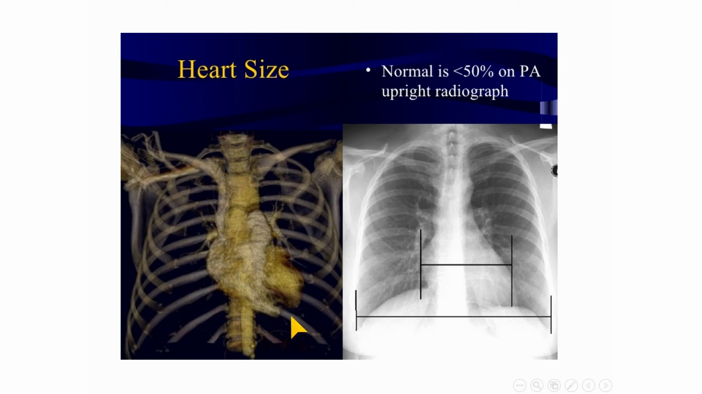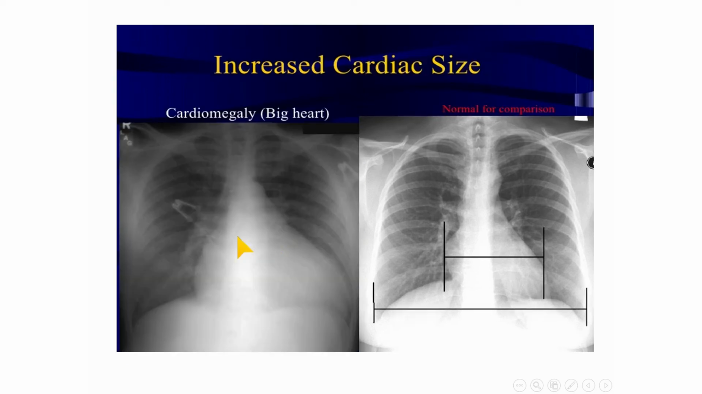This is a CT of the heart. We made a subtraction to show us the heart only and the thoracic cage. This is the normal cardiac silhouette size, while in this one, if we draw a perpendicular line from this and measure this distance over this distance, it will be more than 50%. So we will have cardiomegaly or enlarged cardiac size.